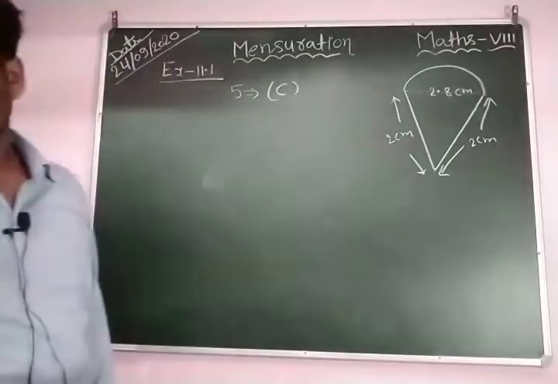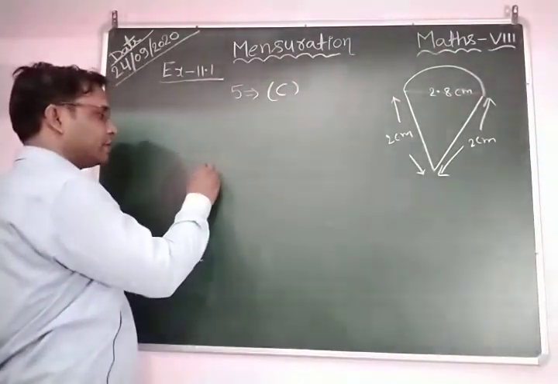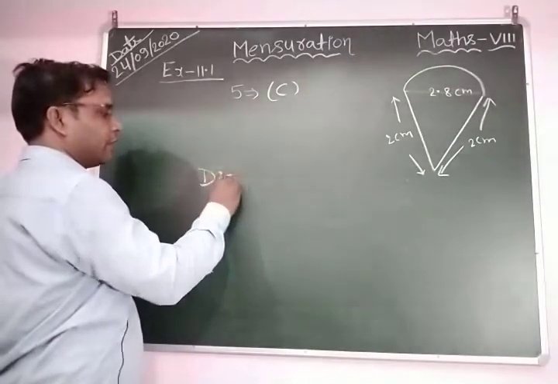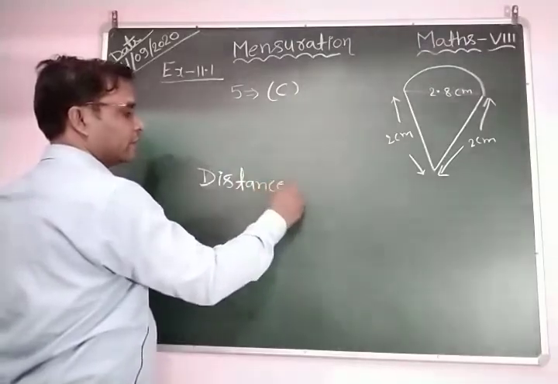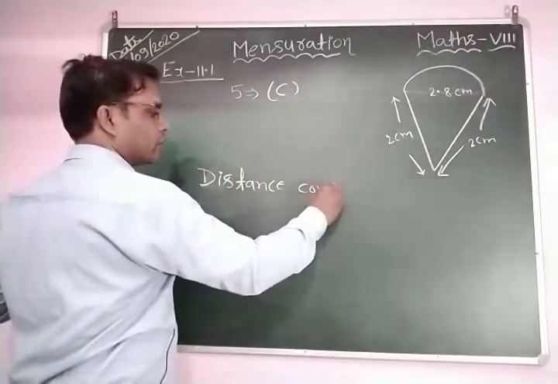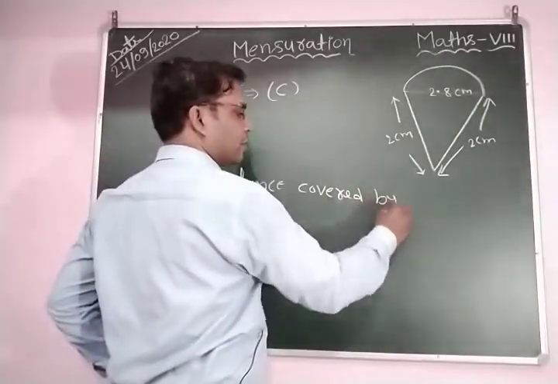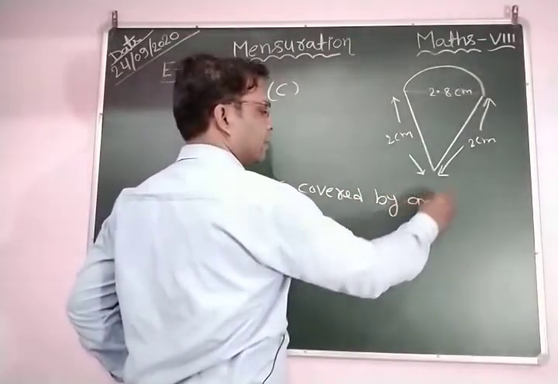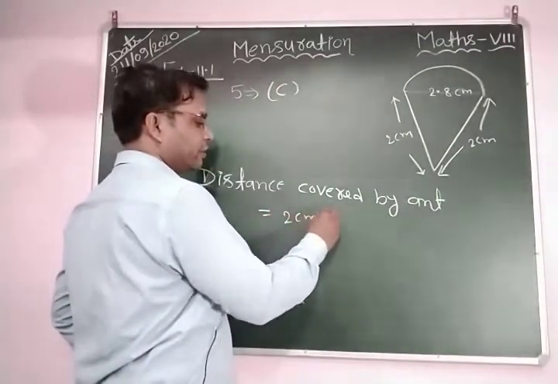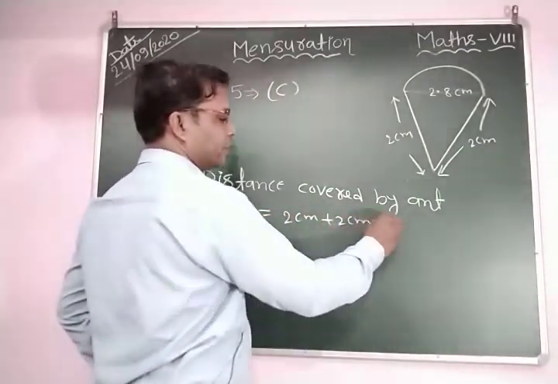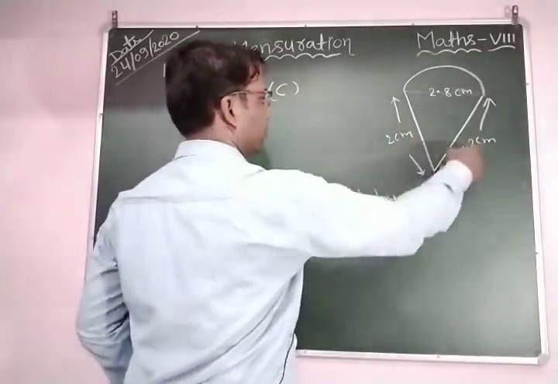Okay, so you can write here the distance traveled by ant, distance covered by ant. This is equal to 2 centimeter plus 2 centimeter plus pi r. This is 2 centimeter, this is 2 centimeter.